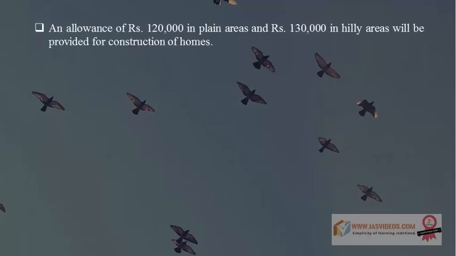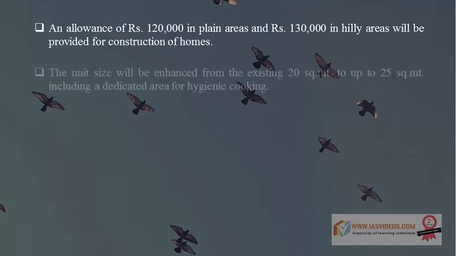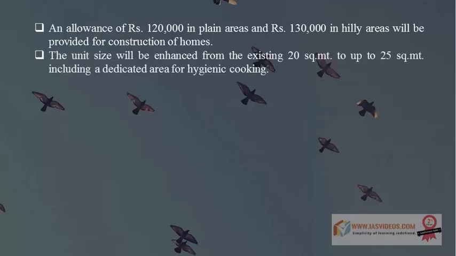An allowance of Rs 120,000 in plain areas and Rs 130,000 in hilly areas will be provided for construction of homes. The unit size will be enhanced from the existing 20 square meters to up to 25 square meters, including a dedicated area for hygienic cooking.